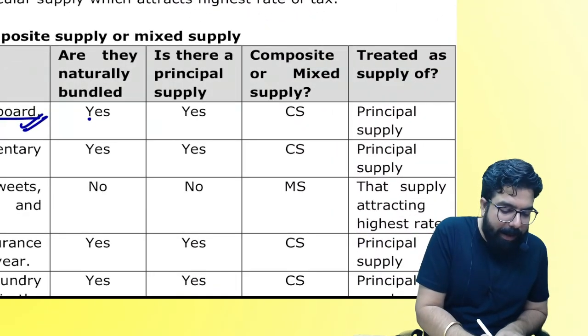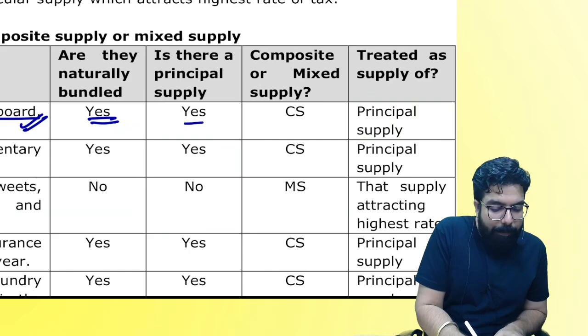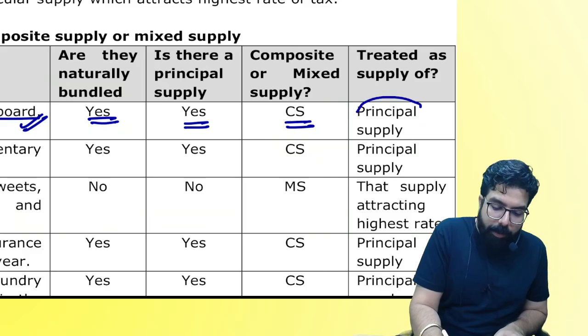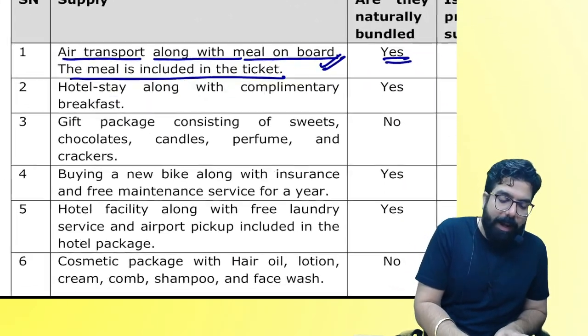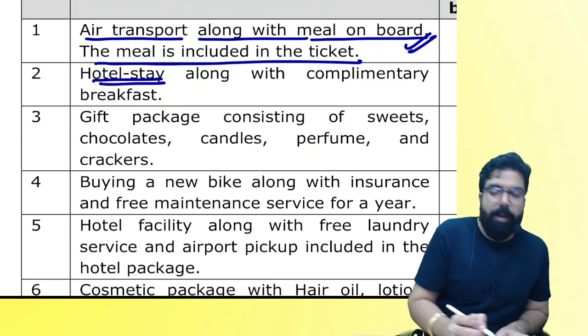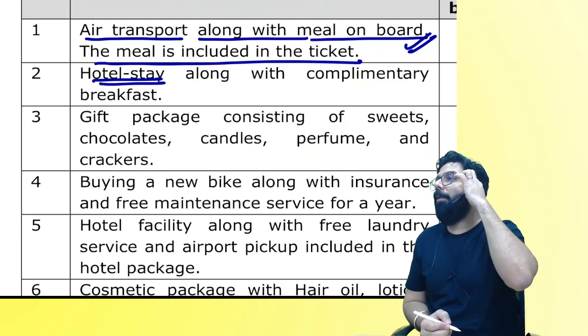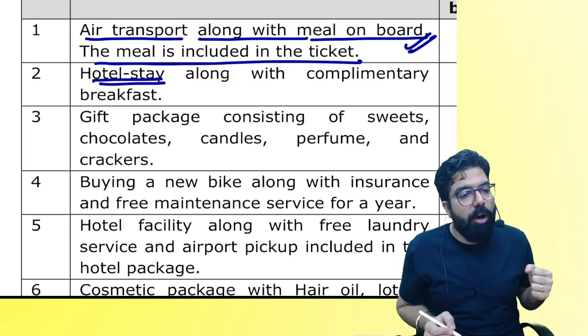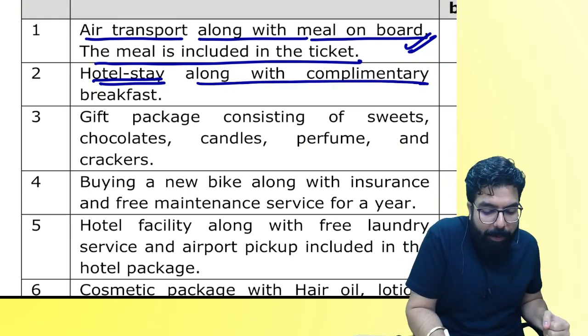So people, are they naturally bundled? Is there a principal supply? Is it composite or mixed? Principal supply's rate will apply. Can I go ahead? You went to one hotel. People, everyone on the board. Along with the hotel stay, they gave you complimentary breakfast.